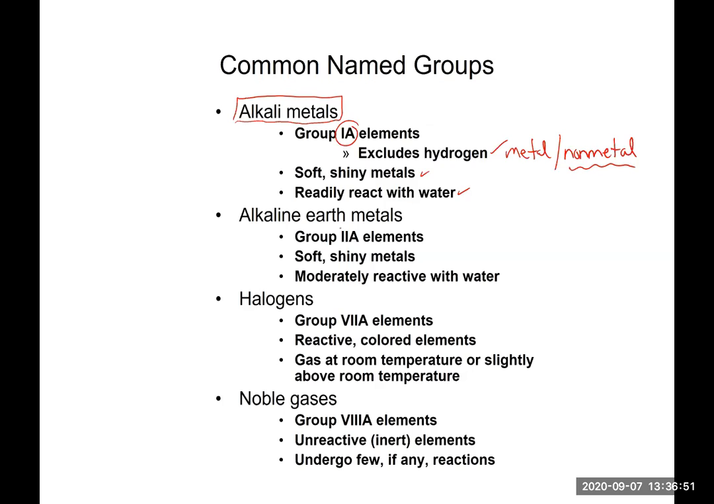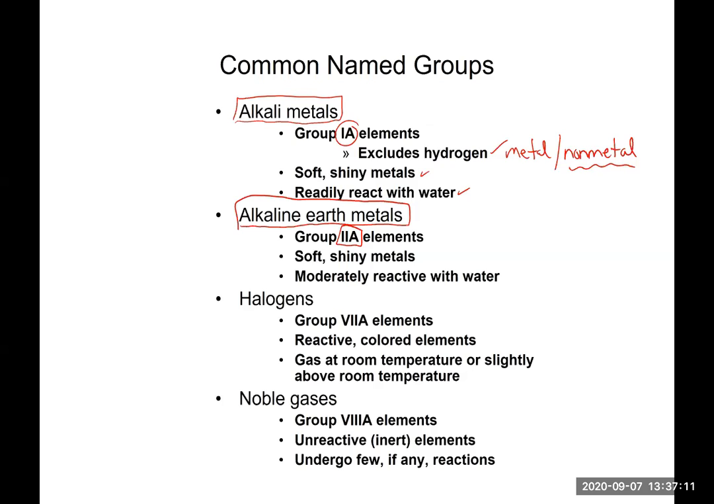Group 2A are also called alkaline earth metals. That's their common name. They are also soft and shiny, and they're moderately reactive with water. They're not as violently reactive with water as alkali metals are, but they're reactive with water.